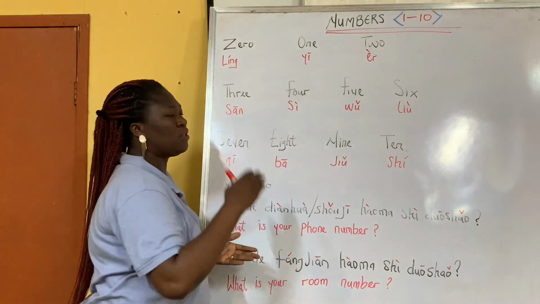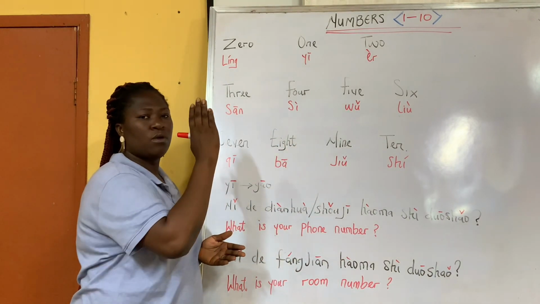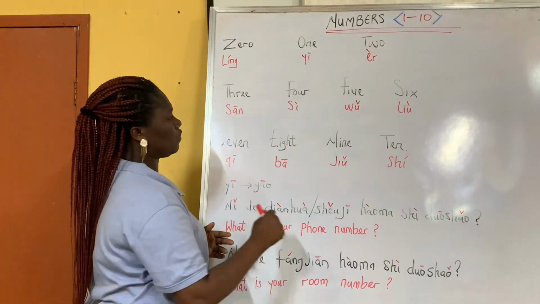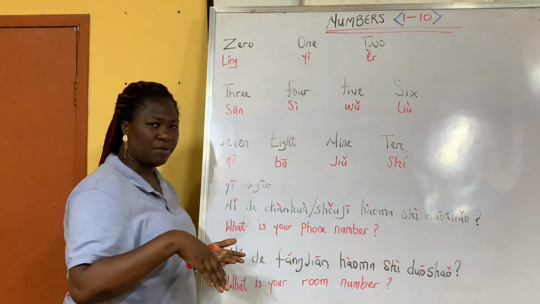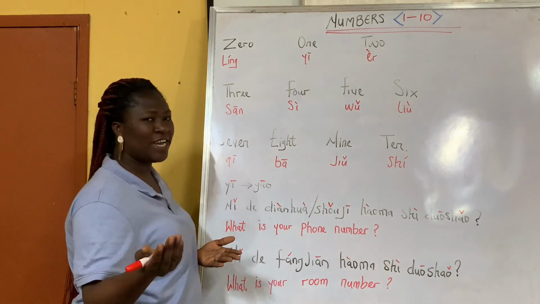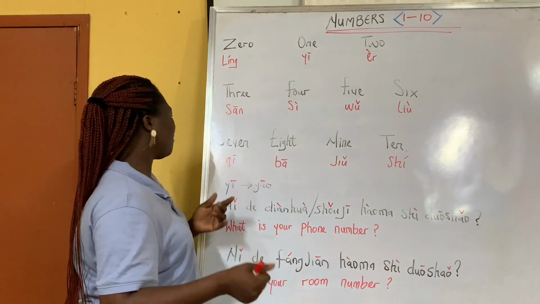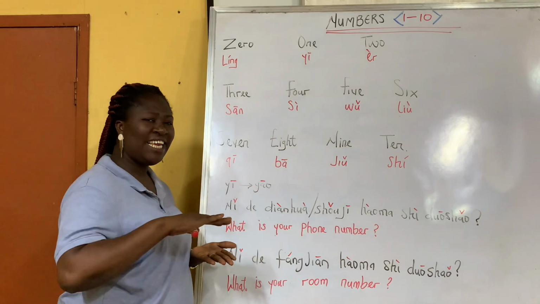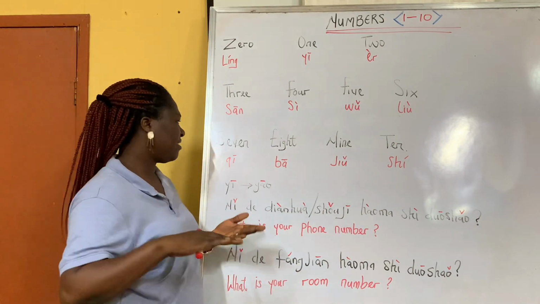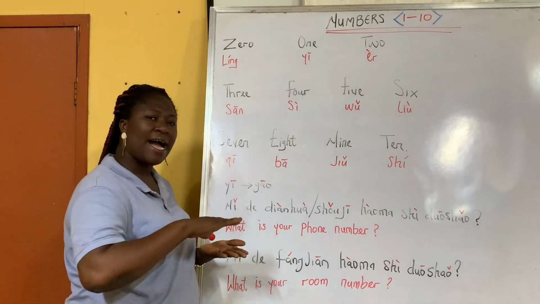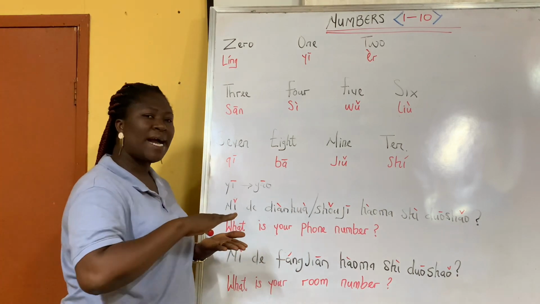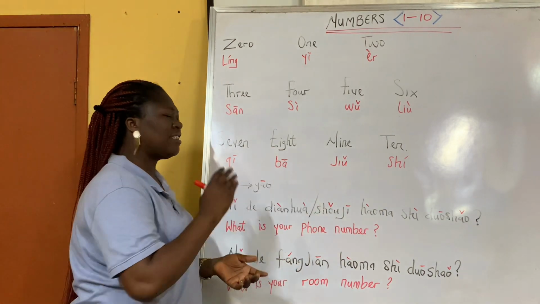And then 5 is what? Wu. Wu, which is third tone. 6 is liu. Liu. Can you try it? Liu. Okay. Then 7, qi. Qi. Then 8, ba. See the first tone. Ba. Then 9, jiu.